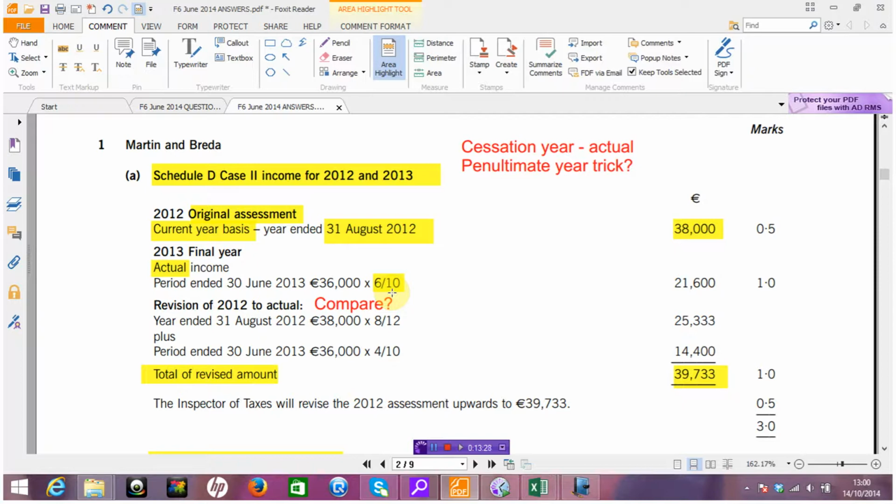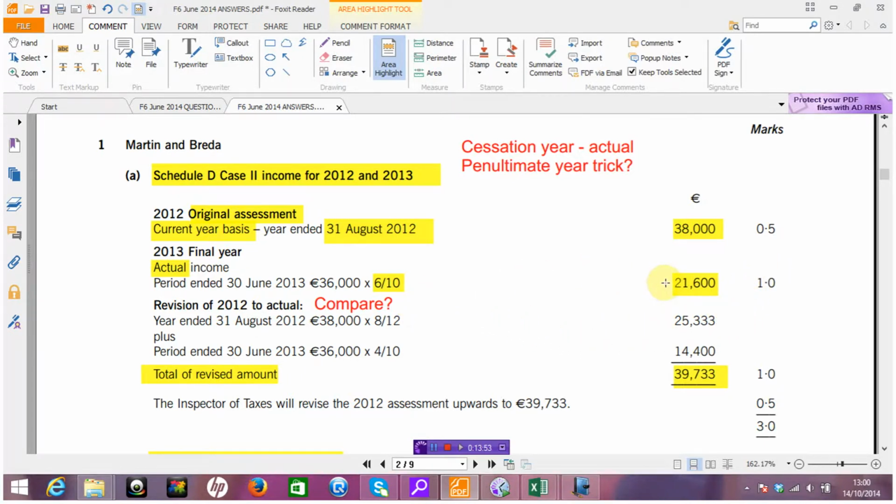So really what they're looking for you to do is to say, well, if actual is relevant, then that must be 6 months, i.e. 1st of January through to the 30th of June 2013. Therefore, for a 10-month period, because the period to 30th of June 2013 is 10 months, I need to take 6 months out of that. And that's where we get this figure of 21.6, okay? And a mark for that, which is quite good news.